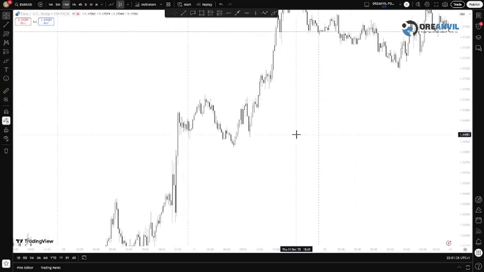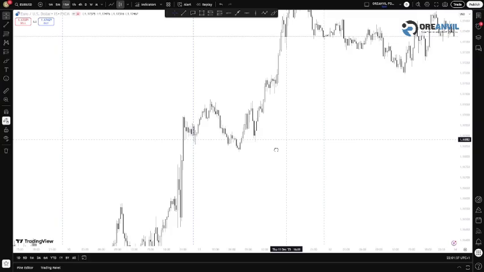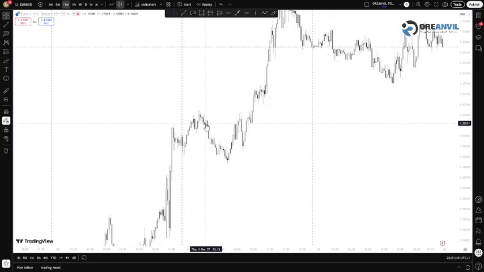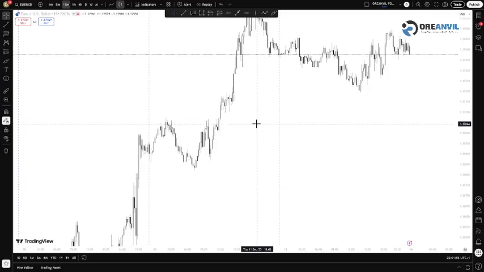Hello, sir. Can we consider fake BOS without an unmitigated POI? When fake BOS happens, if we don't have a valid POI, is it valid? Can it still be called a fake BOS when there is no valid POI below or above it?